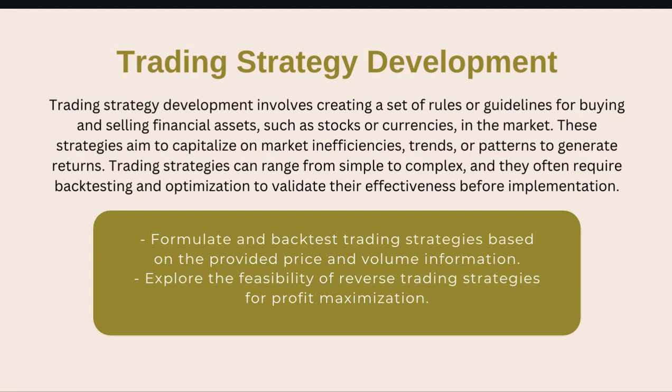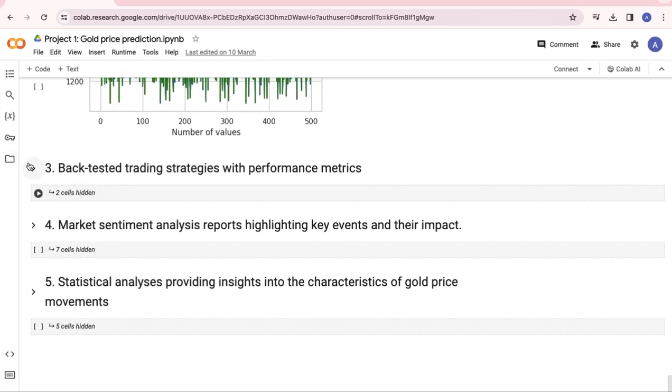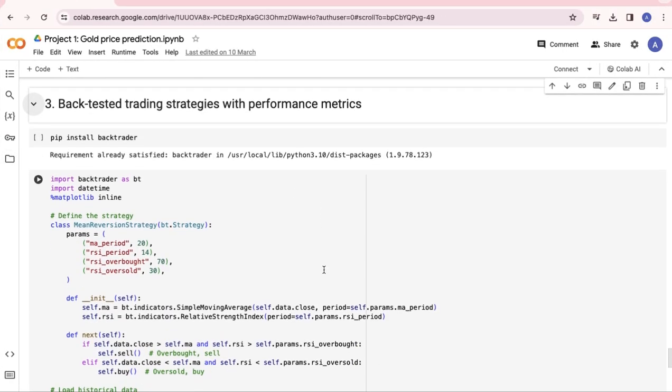Trading strategies can range from simple to complex, and they often require backtesting and optimization to validate their effectiveness before implementation. So I had to formulate and backtest trading strategies based on the provided price and volume information. I also had to explore the feasibility of reverse trading strategies for profit maximization. The code for that is given as follows.